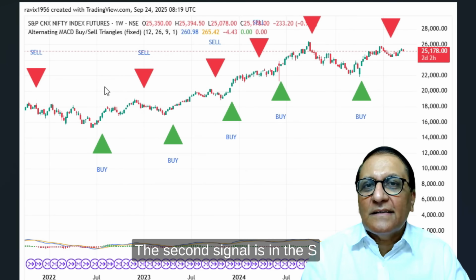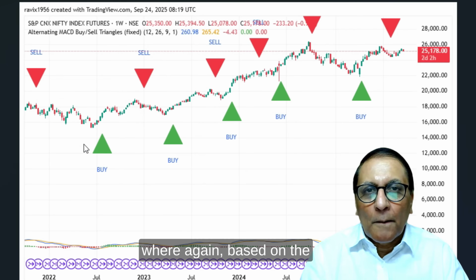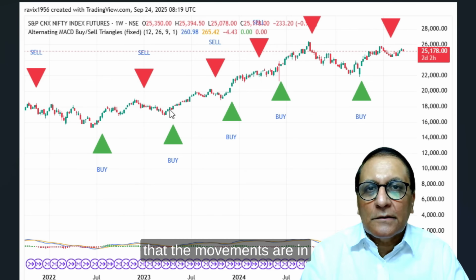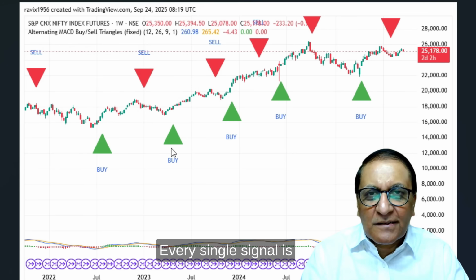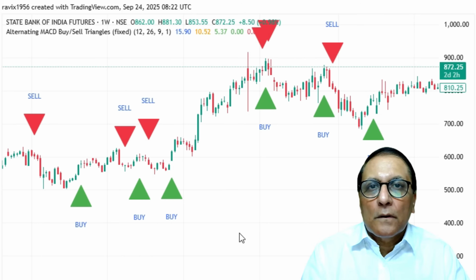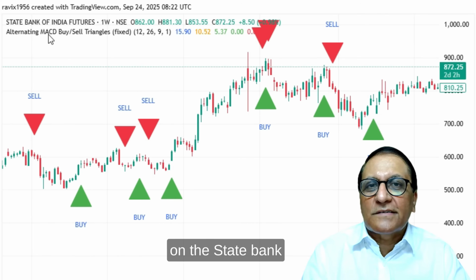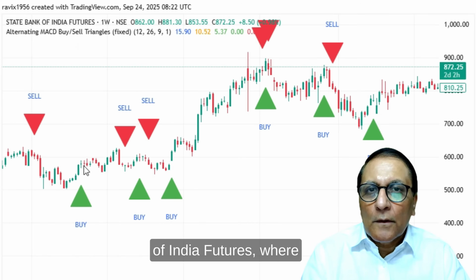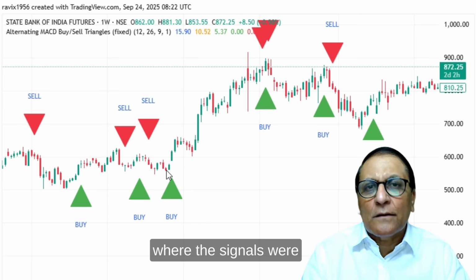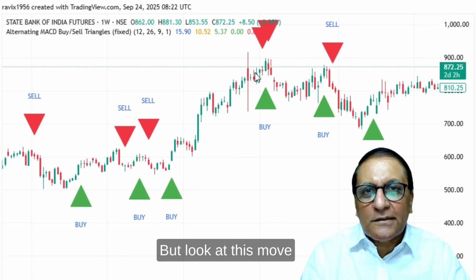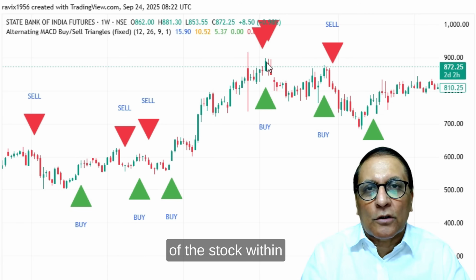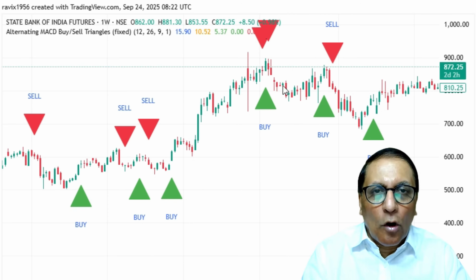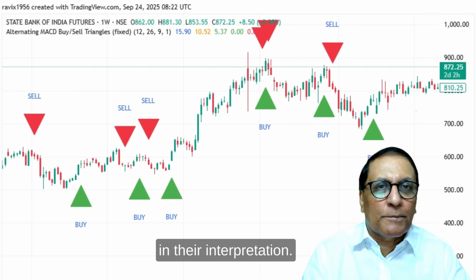The second example is on the S&P Nifty index futures, where again, based on the weekly chart, you can see that the movements are in thousands of points with each signal. Every single signal is correct in this move. The third example is on the State Bank of India futures, where we had a trading range where the signals were of an average nature. But look at this move here, where the system caught an almost doubling of the stock within a short period of time. All of the remaining signals are correct in their interpretation.